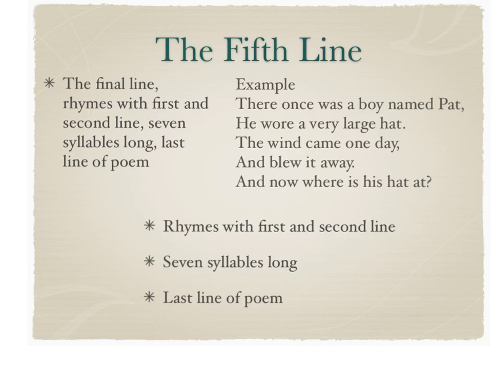The fifth line. Okay, so this is the fifth line. It's also the final line in your poem. It should rhyme with the first and second line. It should, again, be 7 syllables long, and it's the last line of the poem, which means it should probably wrap up your little story. Example. There once was a boy named Pat. He wore a very large hat. The wind came one day and blew it away, and now where is his hat at? It rhymes with the first and second line, it's 7 syllables long, and it's the last line of the poem.